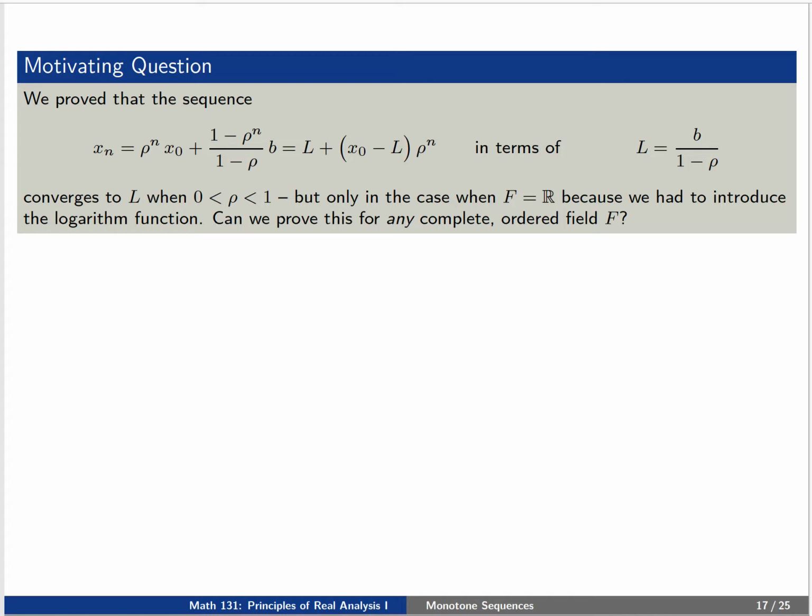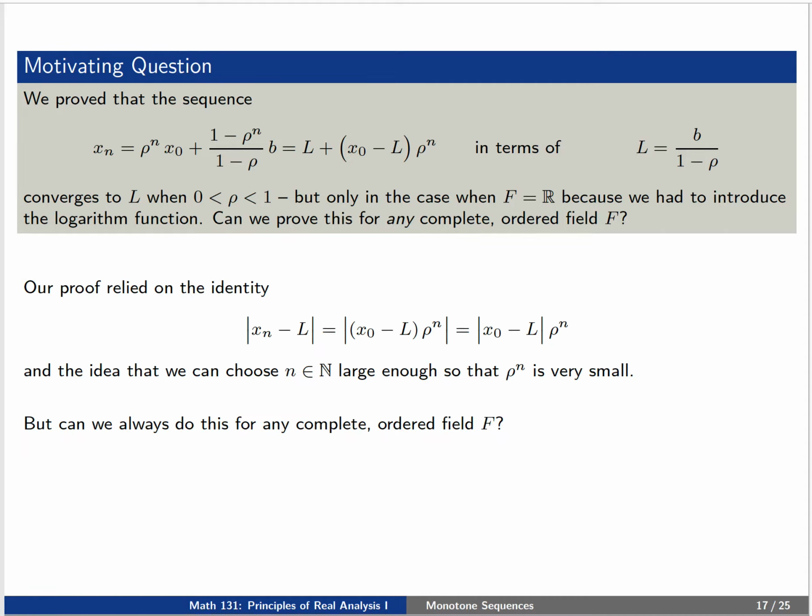but unfortunately our proof really only worked when our ground field F is the real numbers. This is because in order to construct the proof, we had to look at a delta, which we defined as a function of epsilon in terms of logarithms. Let's maybe review some parts of that proof now.